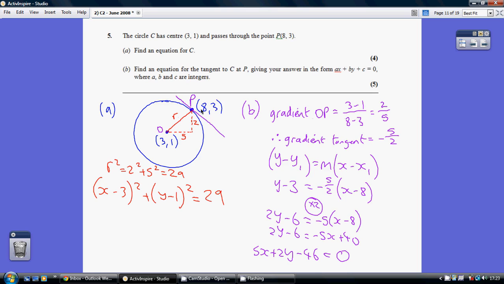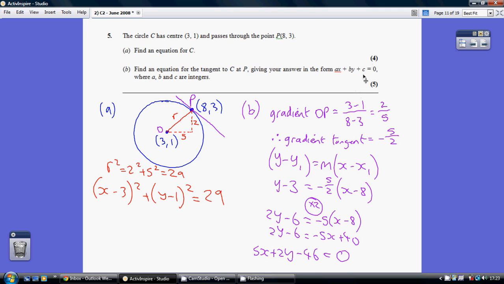So the gradient of OP, so a gradient is just the y step over the x step. So I'm choosing to think of P first. So my y step is 3 take away 1 divided by my x step of 8 take away 3. So that's 2 over 5. Now that's the gradient of OP. So the gradient of our tangent, we flip this over and change the sign, giving us minus 5 over 2. So that is the gradient I've used.